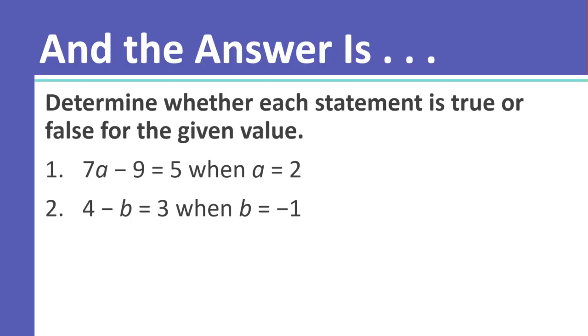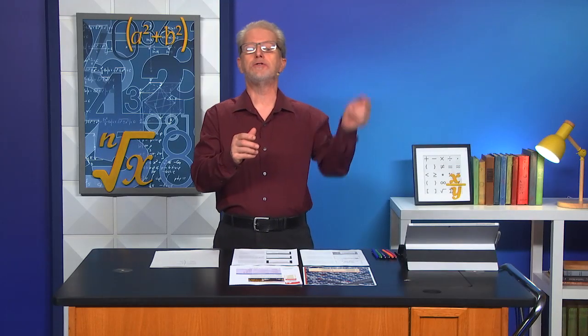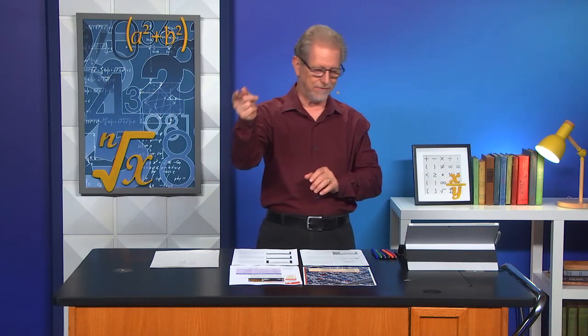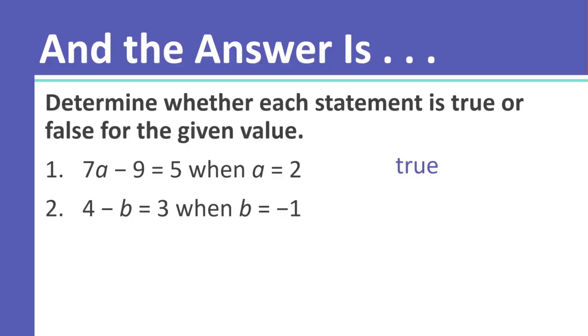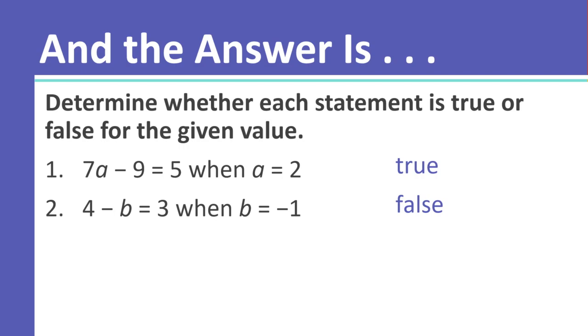Okay, let's check the answer. Now, number 1 is true. Why? Well, when you put 2 in, you get 7 times 2, 14. 14 minus 9 equals 5? Yes. Look at number 2. You put negative 1 in. Is 4 minus negative 1 equal to 3? No, 4 minus positive 1 equals 3. So number 2 is a false statement.